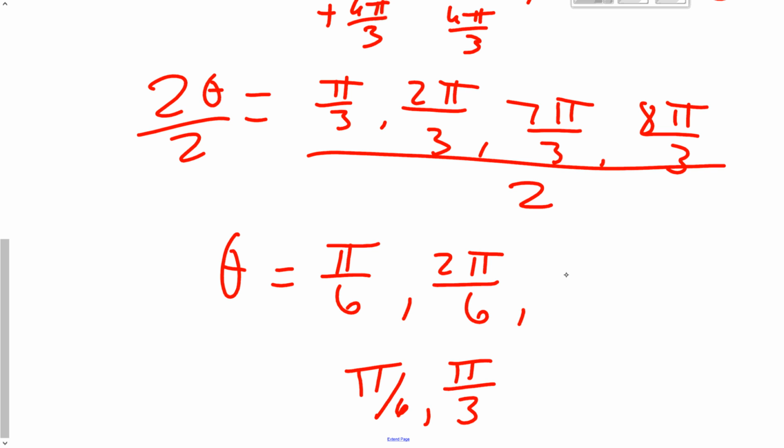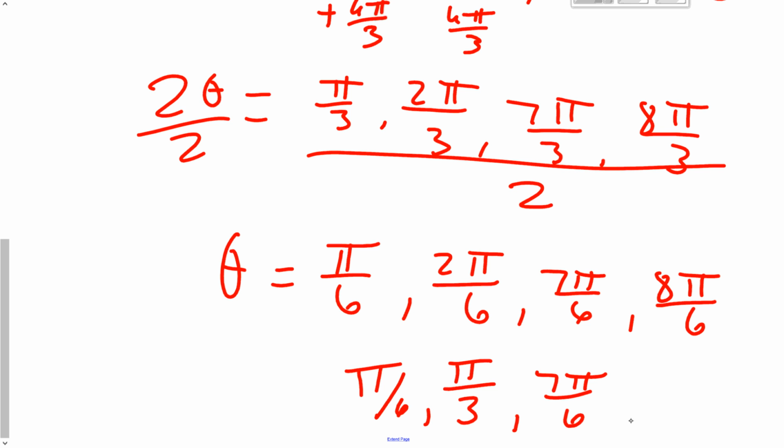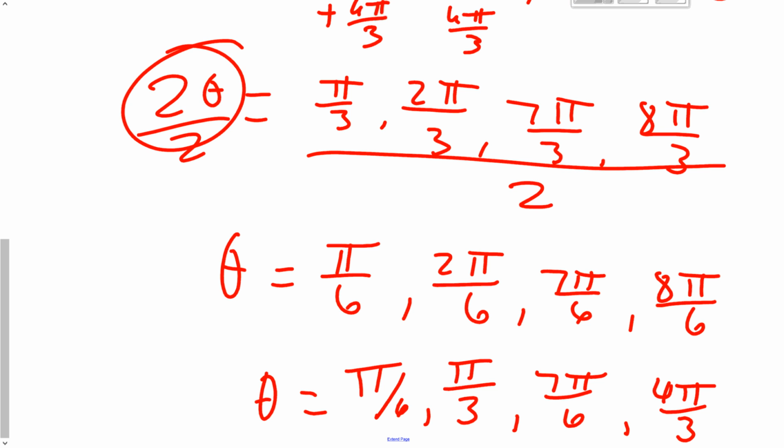This one is 7 pi sixth, and this is 8 pi sixth, which reduces down, divided by 2, to 4 pi thirds. So those are all your answers there for theta, all four of those. Basically, whenever you have a double angle, however many answers you have, just double that. Normally we have 2 answers, right? We double that, and we're going to have 4 answers.